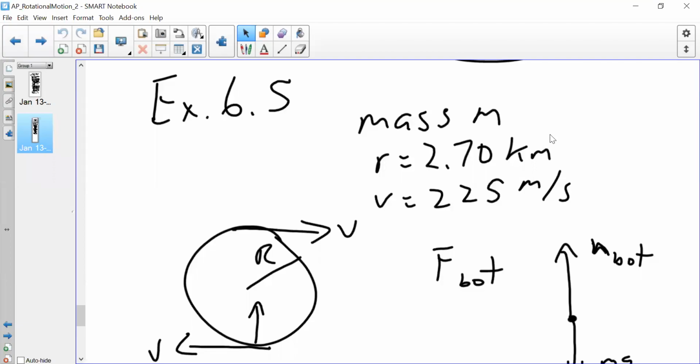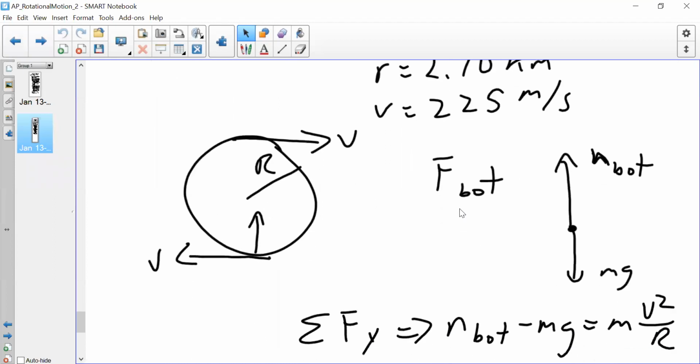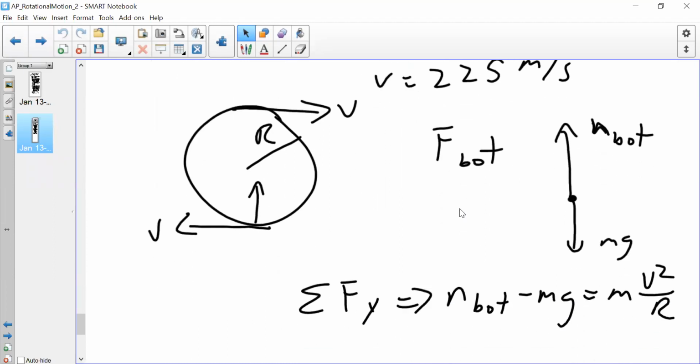So, this is going to be a case of uniform circular motion. Again, example 6.5: we have the mass M, radius 2.7 kilometers, going around in a clockwise fashion, velocity 225. The question asks us to determine the force exerted by the seat.